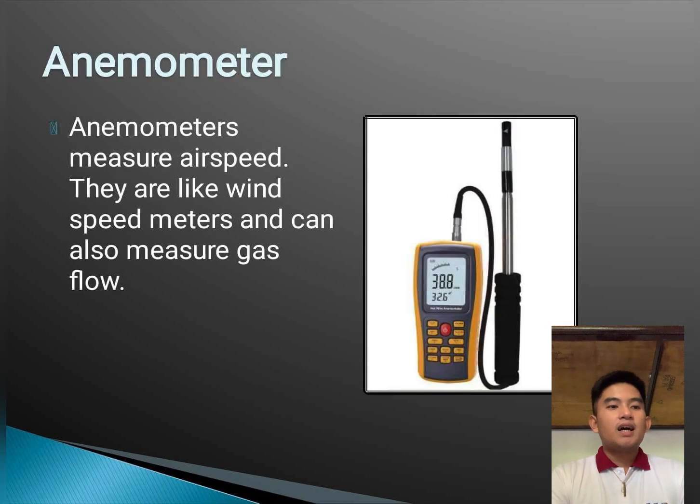Next is anemometer. Anemometers measure airspeed. They are like wind speed meters and can also measure gas flow. This is used for gases or vapors, the cargo on ships.